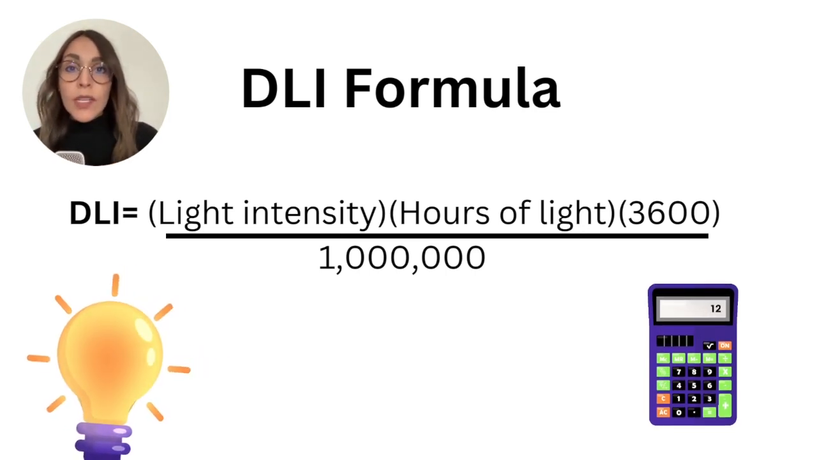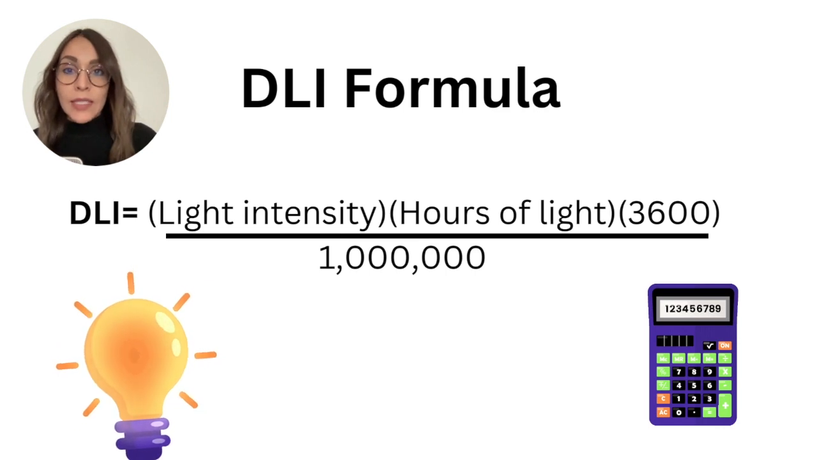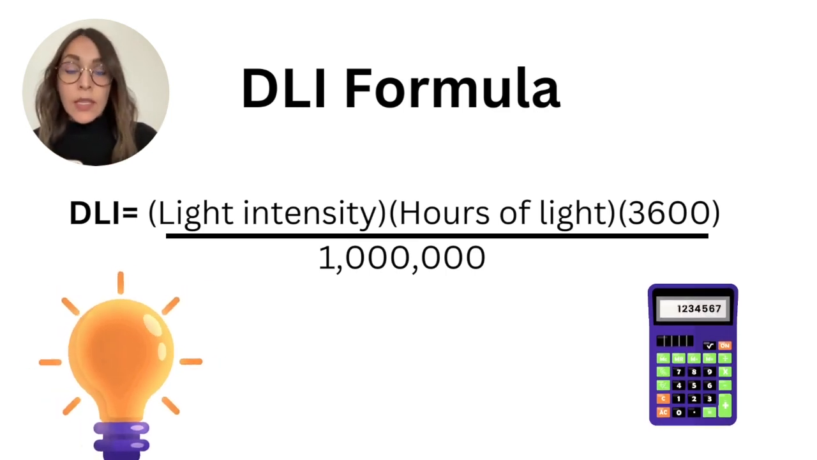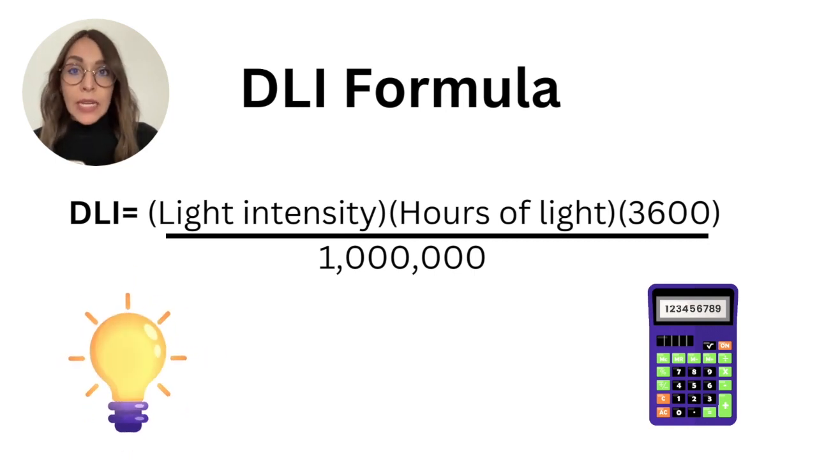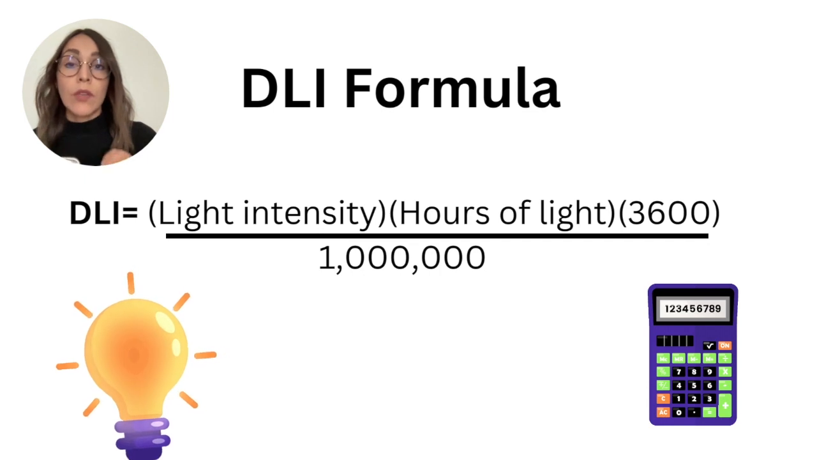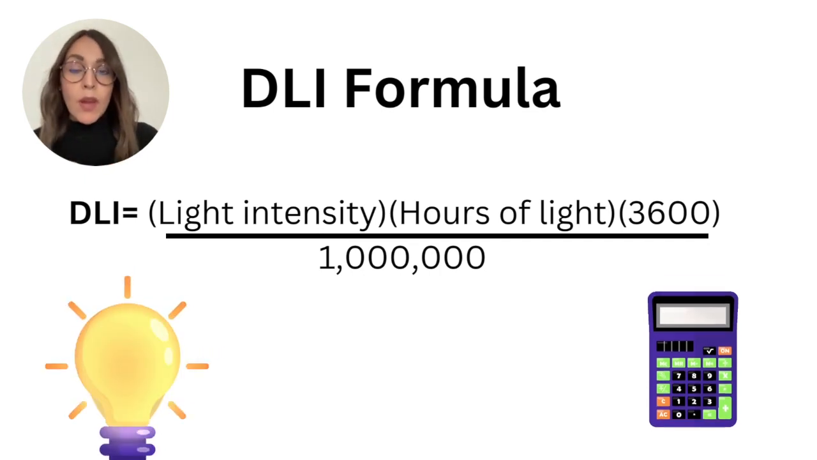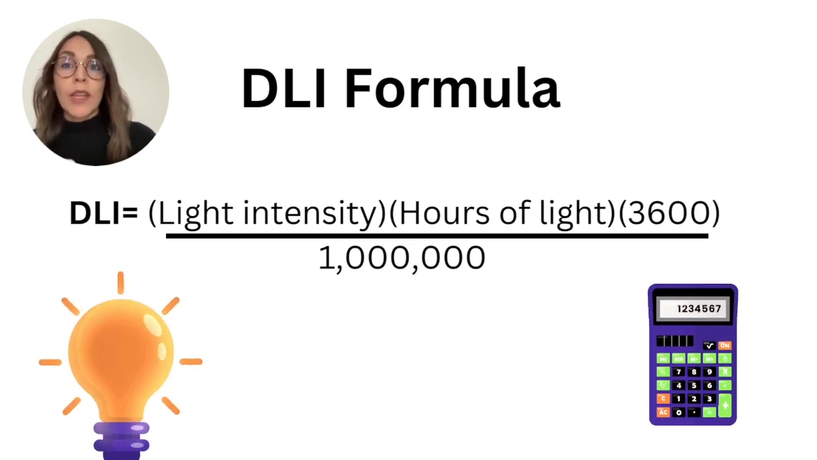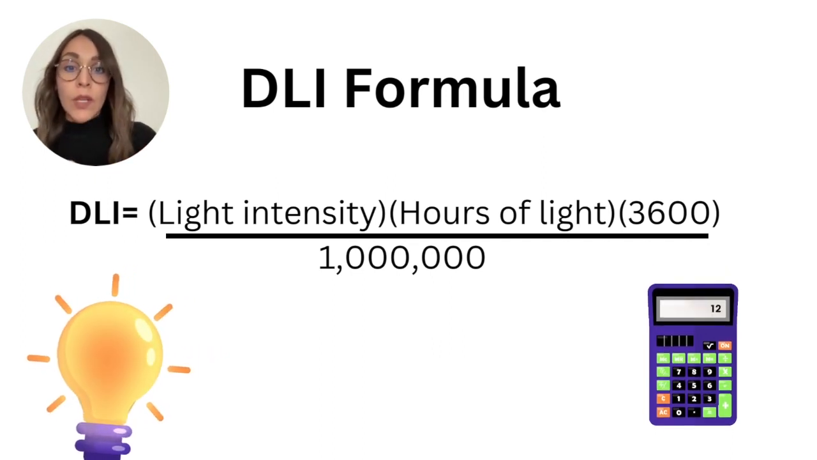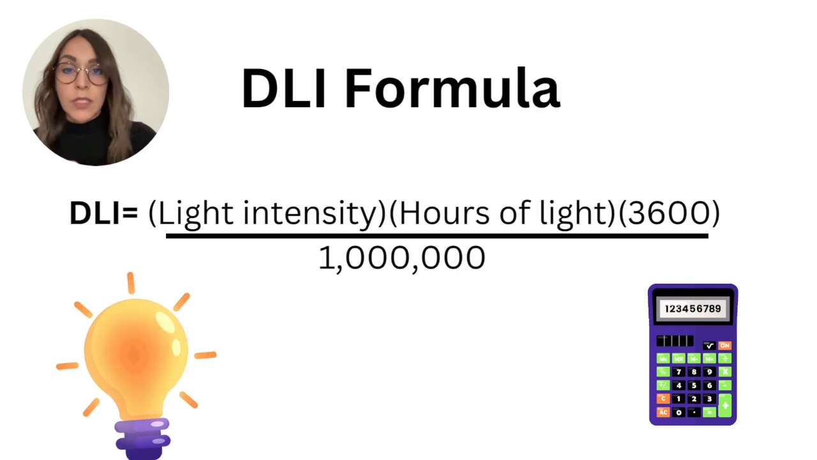If you want to calculate DLI, you need to know the light intensity using the correct unit, which is PPF in this case, and the hours of light that the plant is receiving, meaning how many hours you are turning your light on. Remember, if you are looking to provide a specific DLI, you can play around with this formula to calculate the hours of light for a specific DLI.